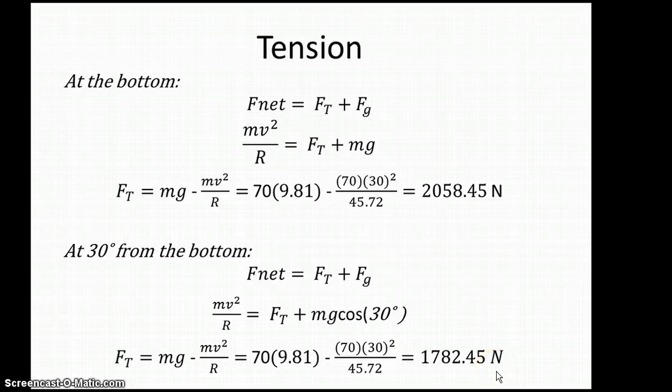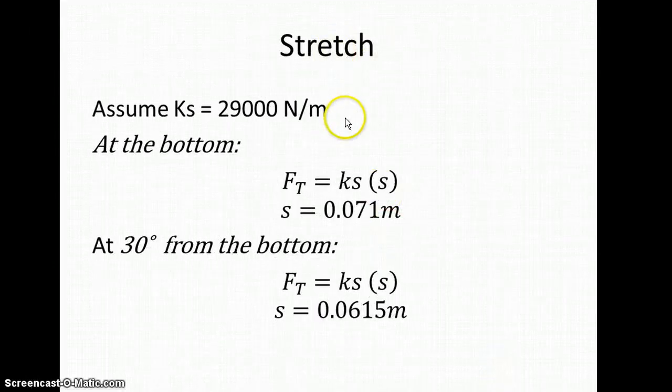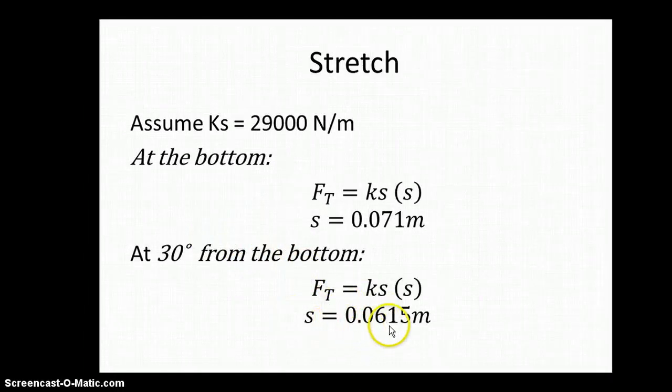Next we find the stretch, which we assume has a spring constant of 29,000 newtons per meter. To find the stretch, we set the tension force equal to k times s, and solve for the stretch. The stretch is 0.071 meters at the bottom, while at 30 degrees, s is equal to 0.0615 meters.